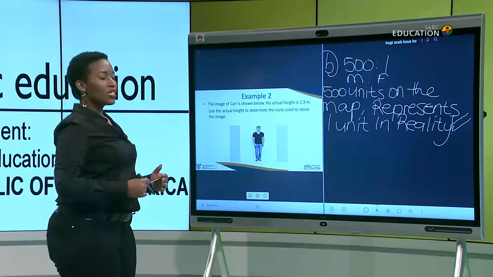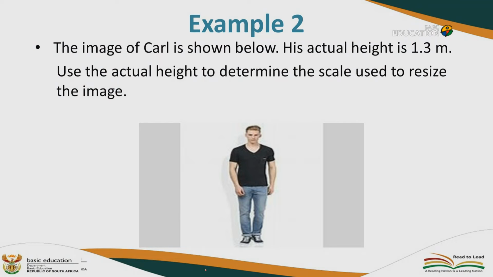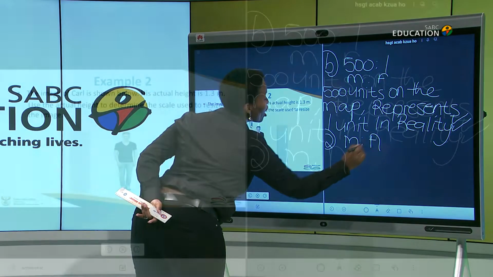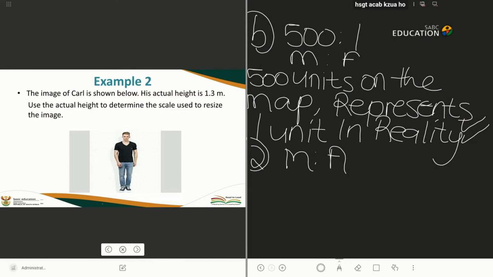And then the second example, the image of Carl is shown below. His actual height is 1.3 meters. So we are given the actual height. Remember I said when you write a scale, it is always the map distance is to the actual distance. So in this case, we are given the actual distance to say that the actual distance is 1.3 meters. So I'm going to write it under actual.